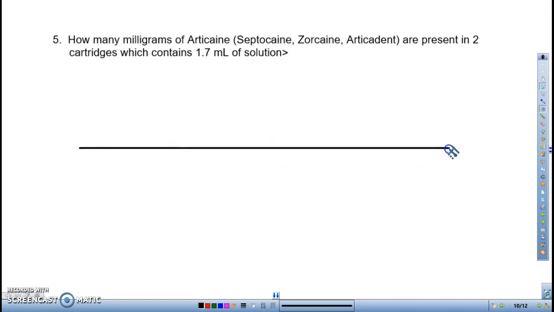Okay, here. Let me set this up. How many milligrams? My goal is milligrams. How many milligrams of Articaine are present in 2 cartridges that contain 1.7 milliliters of solution? Articaine probably means something to you. It doesn't really to me. Okay, I'm going to look at my chart here because I don't have this memorized. Articaine is 4%. Either I left that out or they left it out on purpose, so you had to go look it up.